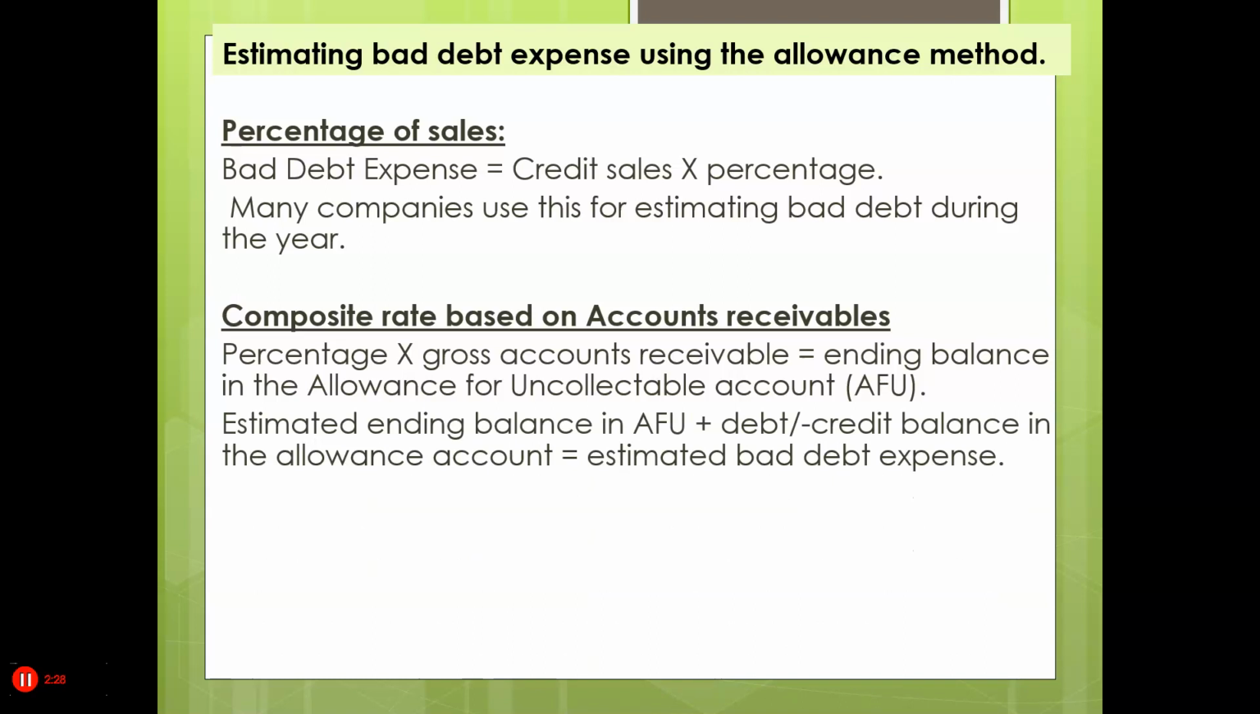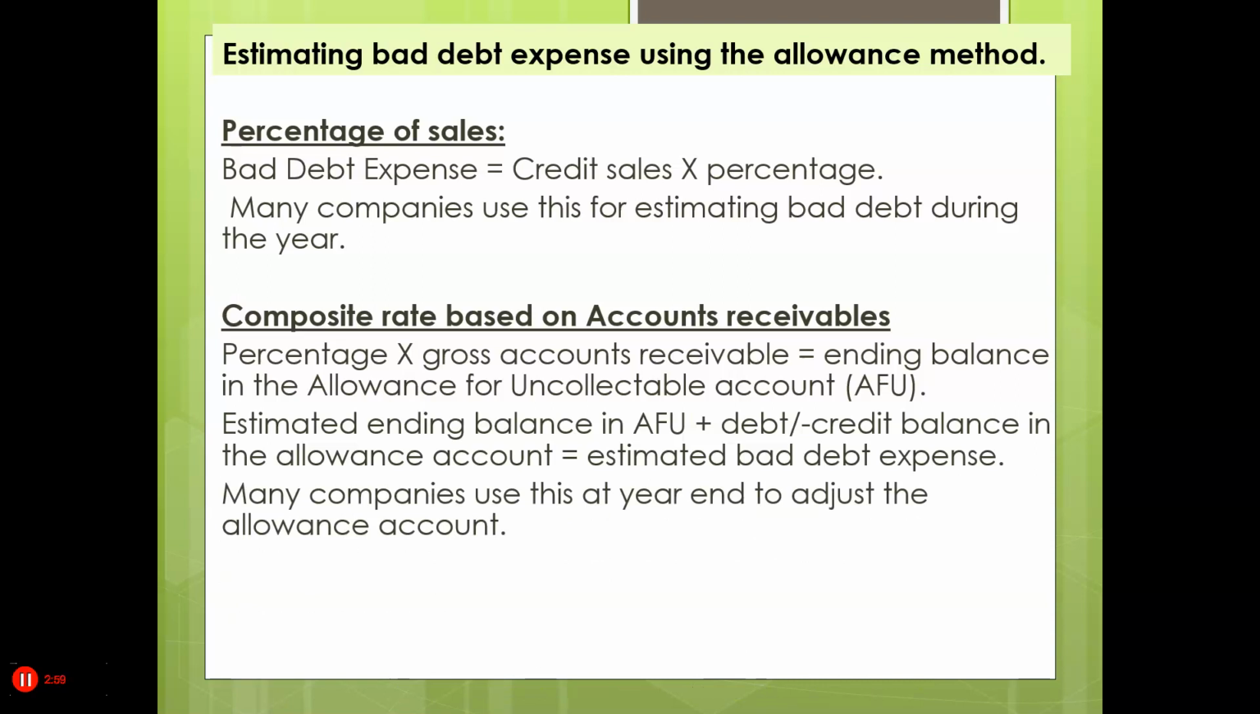To estimate bad debt expense, you have to take into account the ending balance needed in the allowance for uncollectables, plus or minus the credit balance already in the allowance account. That will give you bad debt expense. So you take the estimate you come up with, which is what the ending balance should be, plus or minus the balance in the allowance for uncollectible accounts. Many companies use this at year end.